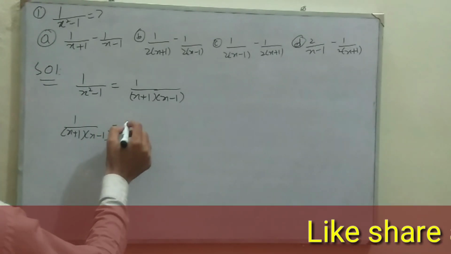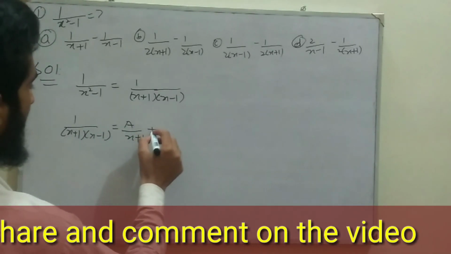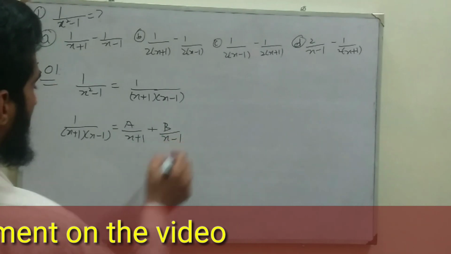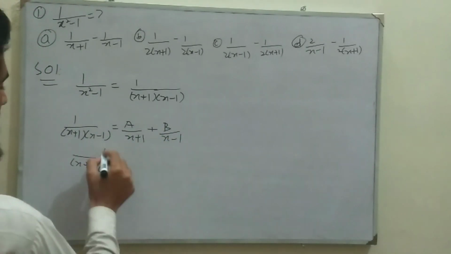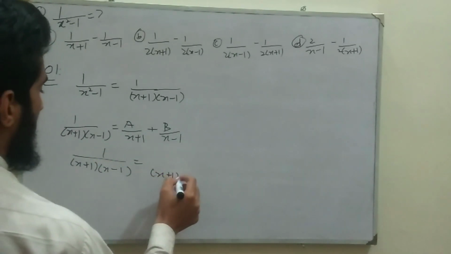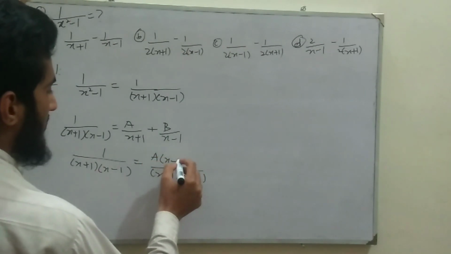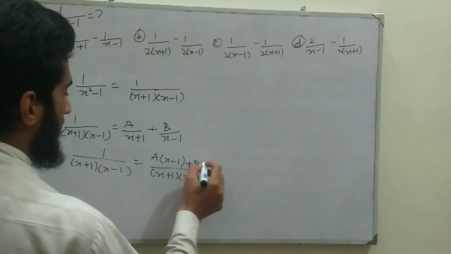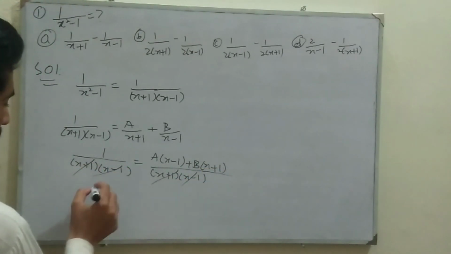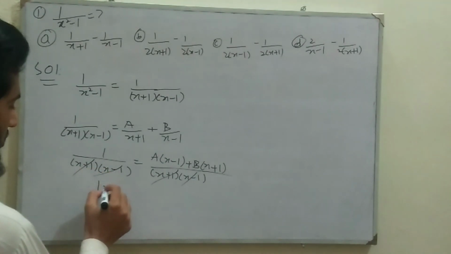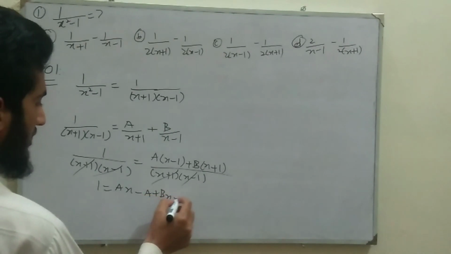this is a linear factor, that's why we are taking a single constant A divided by x plus 1. This is also a linear factor, therefore we are taking a single constant B divided by x minus 1. Taking LCM, x plus 1 multiply x minus 1, on both sides, in the numerator we are left with A multiply x minus 1 plus B multiply x plus 1. Eliminating x plus 1 and x minus 1 on both sides by cancelling, it becomes 1 is equal to Ax minus A plus Bx plus B.